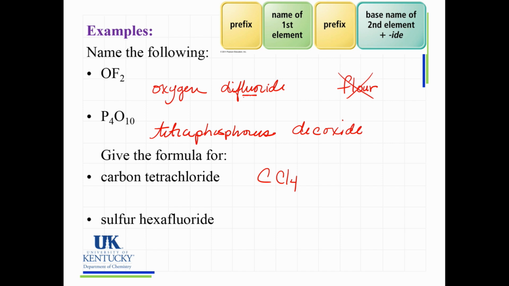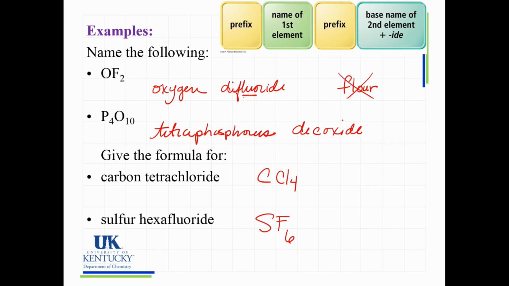Sulfur hexafluoride. Pause, come up with a formula, resume. 1 sulfur, 6 fluorines. That's how you do that. So, good news, simple system. Can you see how simple this is? Did we have to go and figure out charges?